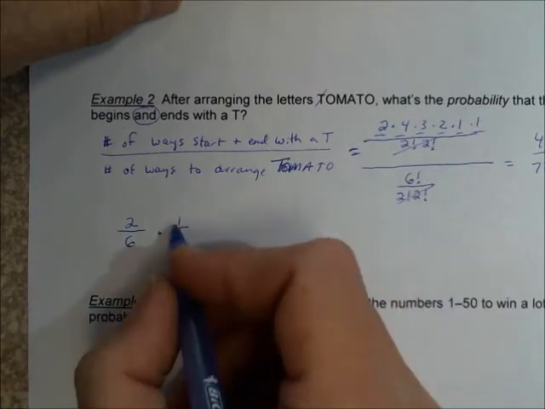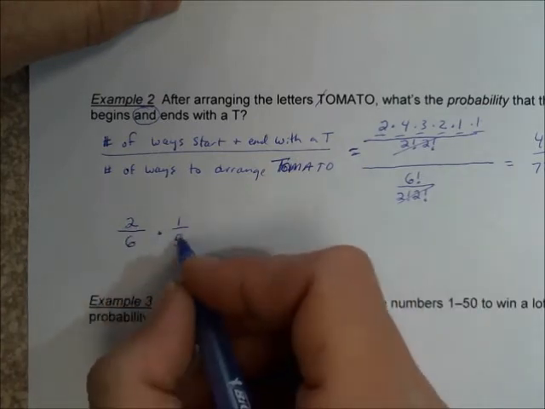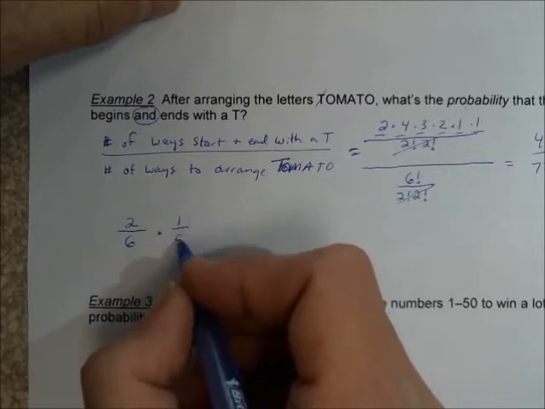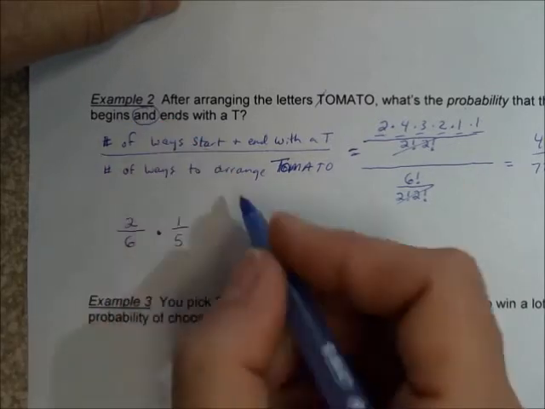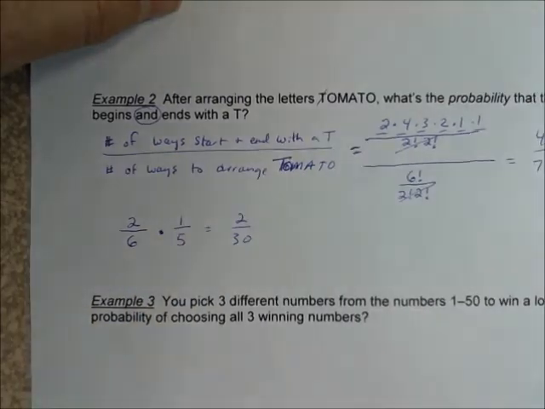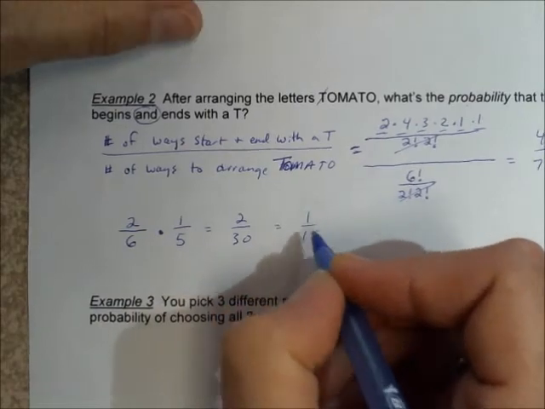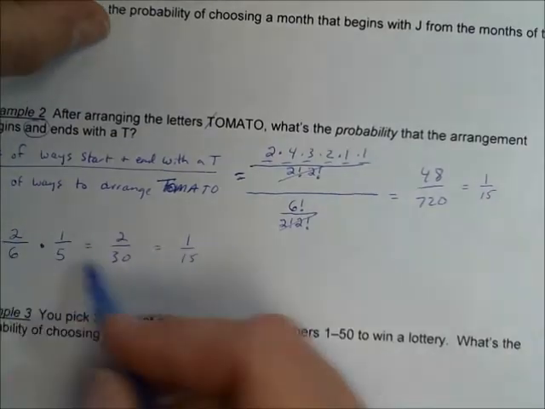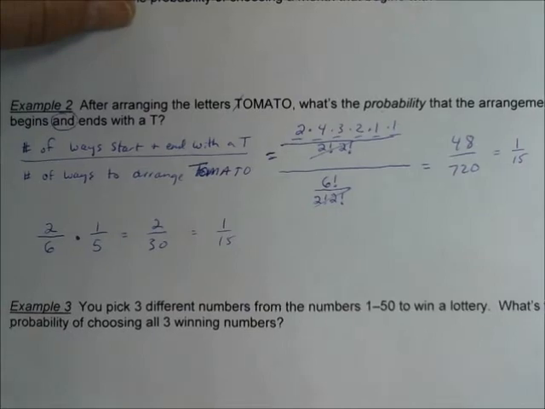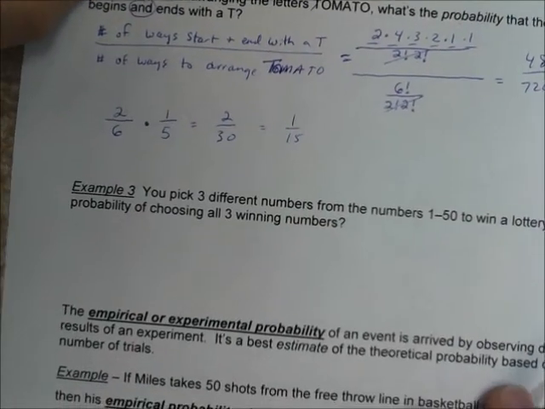So 2 over 6, the chance of it beginning with a T, times the chance of it ending with the letter T, multiplying the probabilities because it's and, will give you 2 out of 30. And if you wanted to reduce 2 out of 30 down, it reduces down to 1 over 15, which is the same thing as this, but with a lot less work. So you can think about it in either way. I just wanted to show you a couple different ways to do that.